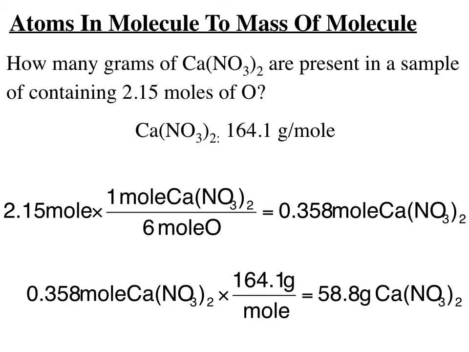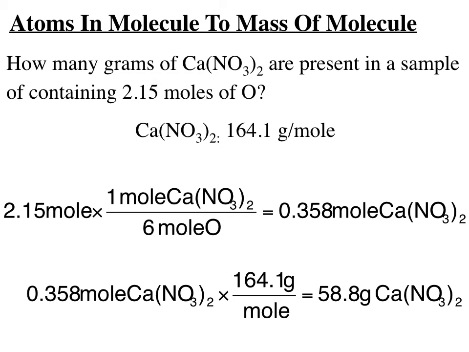Actually, this is a problem going in the reverse order. Suppose I know that a sample of calcium nitrate contains 2.15 moles of oxygen. I want to know then how many grams this sample of calcium nitrate must weigh if it contains a total of oxygen of 2.15 moles. So let me talk about the strategy first.